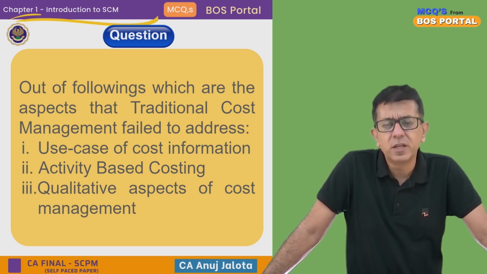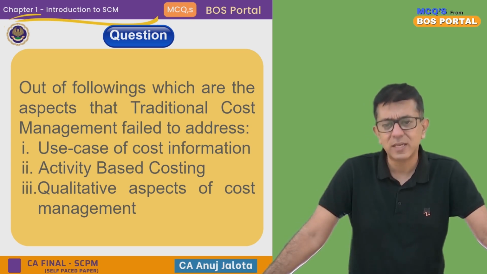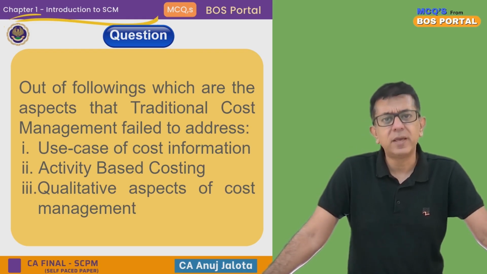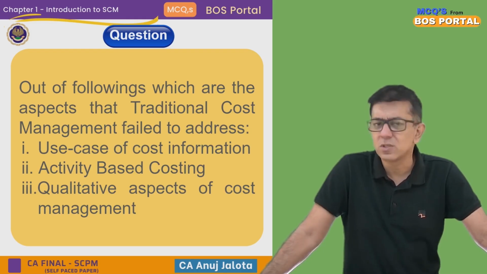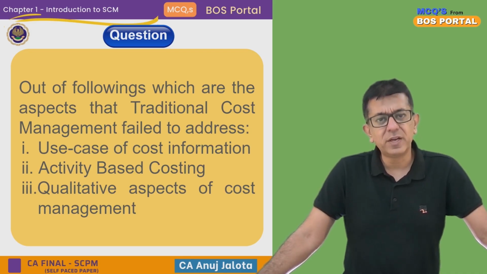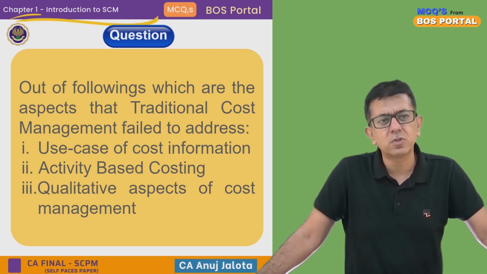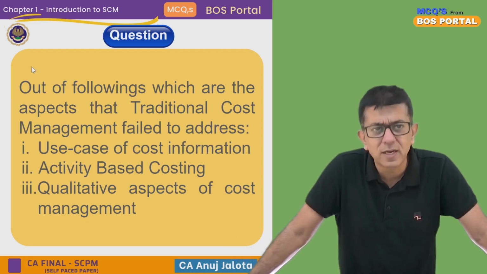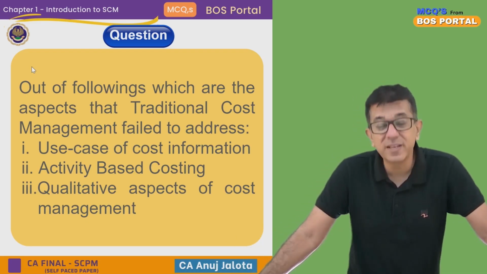Now, just before I continue, traditional cost management only says how do you get more profit? You get more profit by reducing your cost, controlling your cost, nothing else. It uses cost as a way to increase the profit. Lower the cost, better it is, nothing else. Now, in any case, let's continue the question. So, which are the issues that it failed to address?